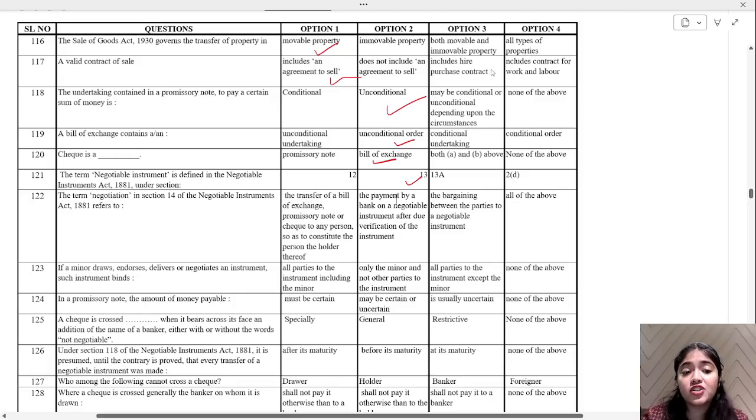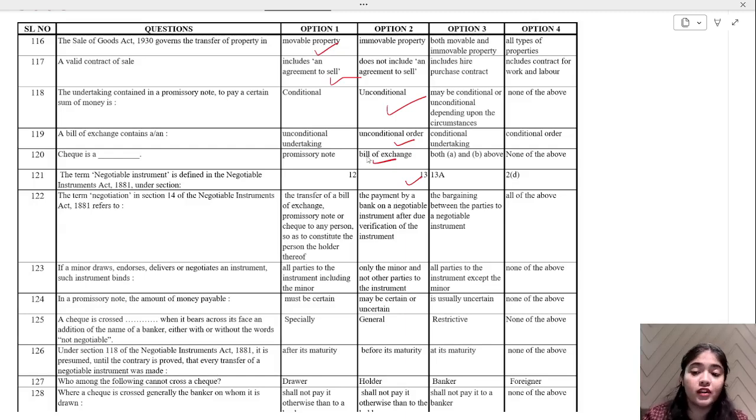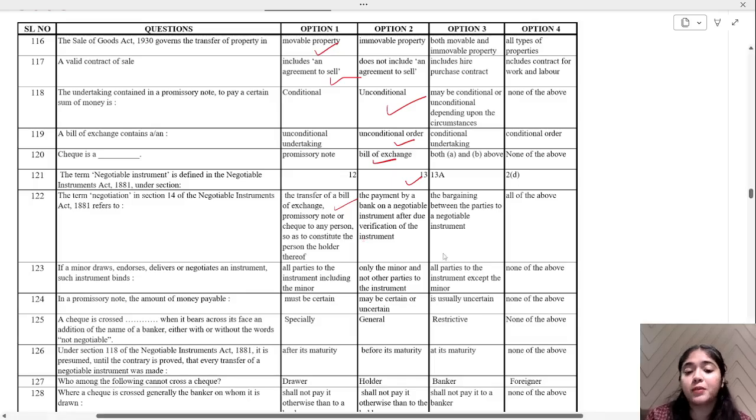The term negotiation in section 14 of the Negotiable Instrument Act 1881 refers to transfer of a bill of exchange, promissory note, or check to any person so as to constitute the person the holder thereof, payment by a bank on a negotiable instrument after due verification of the instrument, the bargaining between the parties to a negotiable instrument, or all of the above. Tell me. The transfer of a bill of exchange, promissory note, or check to any person so as to constitute the person the holder thereof.